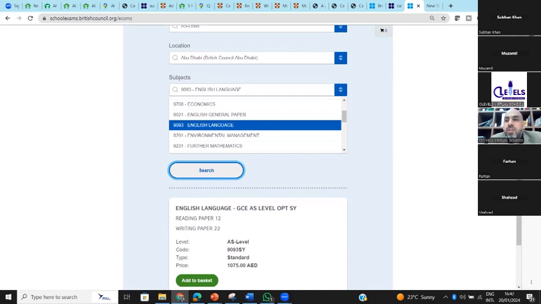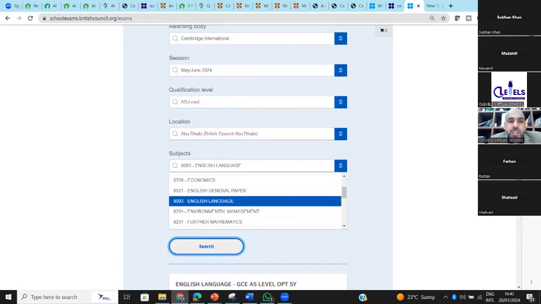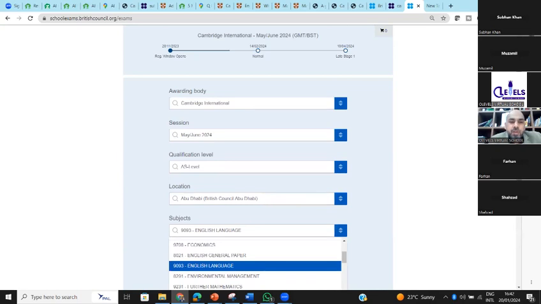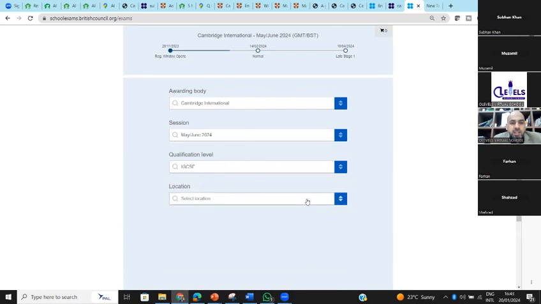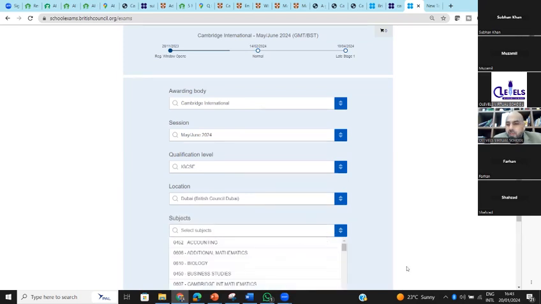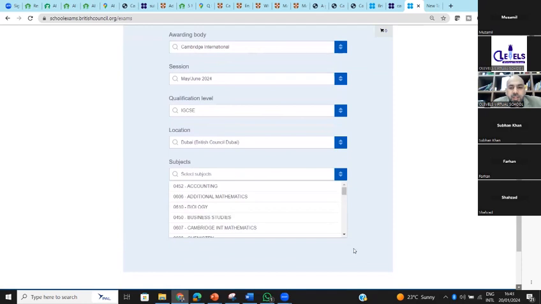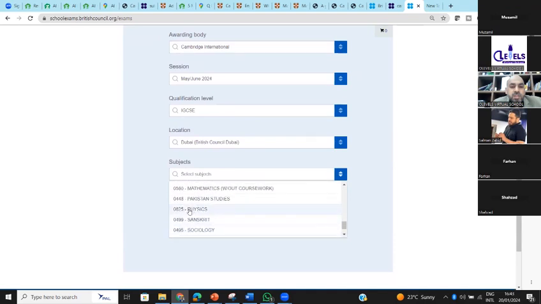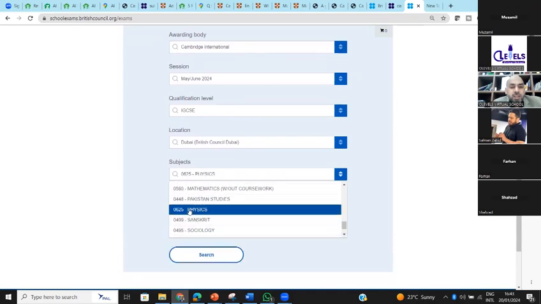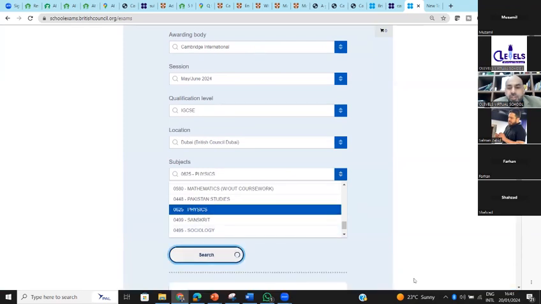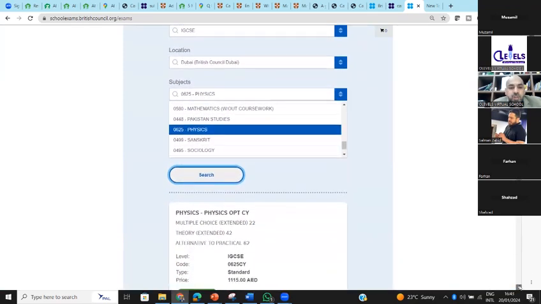Let's do physics also, as we are on the practical website, so that's good for having a view. Once you have the recording, you can also go through it. So we change to IGCSE here, our location is, let's say, Dubai, and we're going for physics. It's alphabetical, so you go down and find 0625 physics. We click on it, click search, and find 2 options.